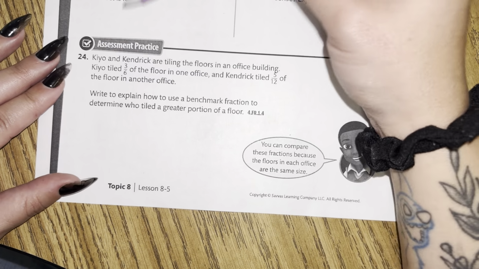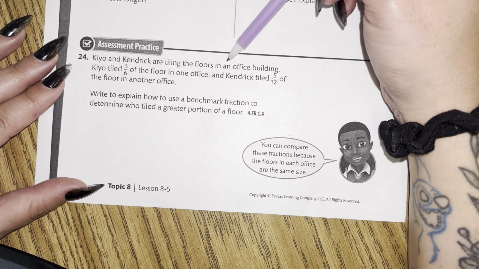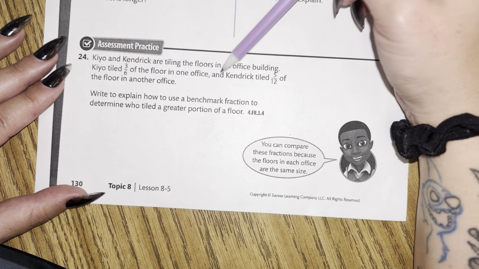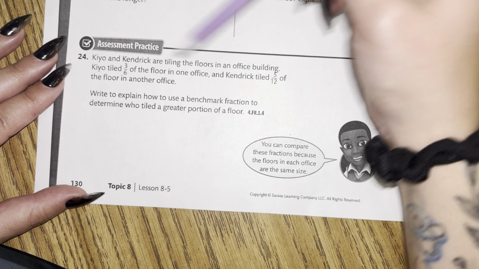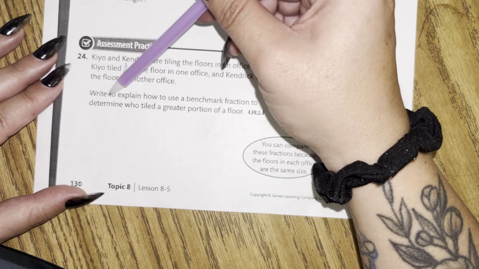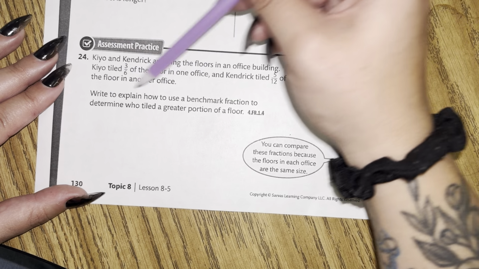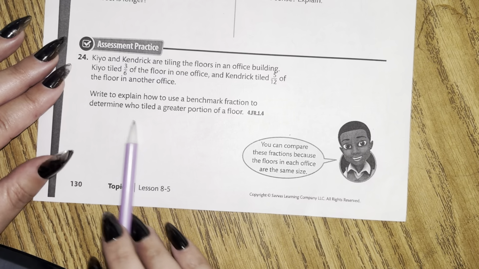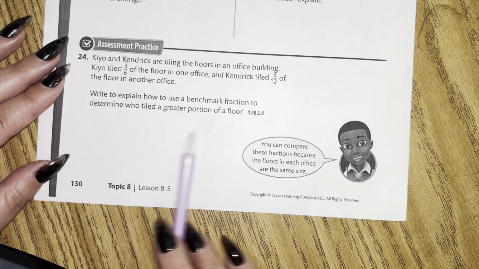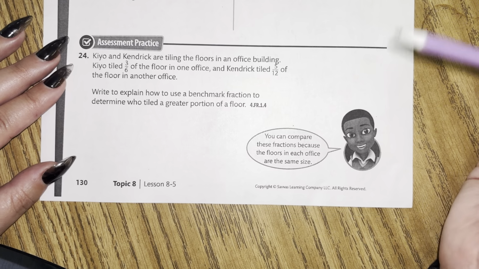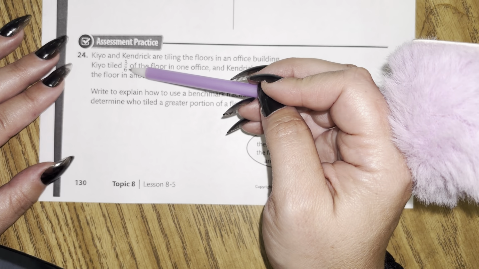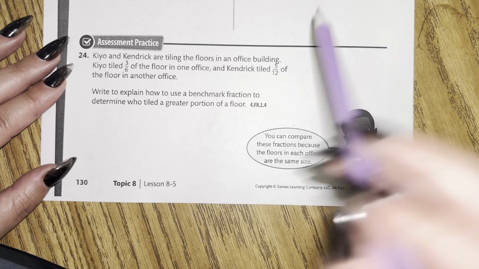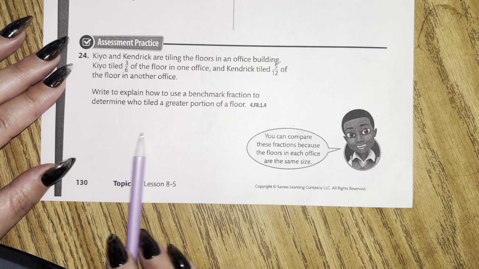Last one, number 24. Kaio and Kendrick are tiling the floors in an office building. Kaio tiled 3/6 of the floor in one office, and Kendrick tiled 5/12 of the floor in another office. Write to explain how to use a benchmark fraction to determine who tiled a greater portion of the floor. I'm going to give you a hint: use our benchmark fraction of 1/2. What would 1/2 be equivalent to in 6ths? And what would 1/2 be equivalent to in 12ths? Once you compare that, you'll be able to tell me who tiled more.